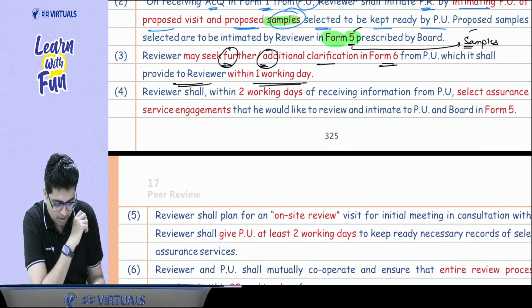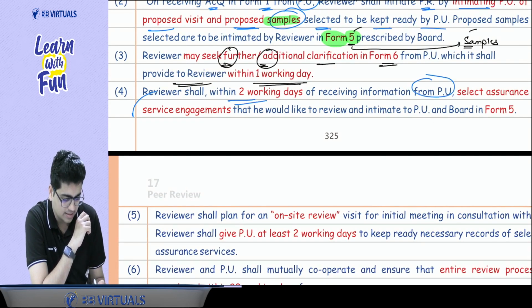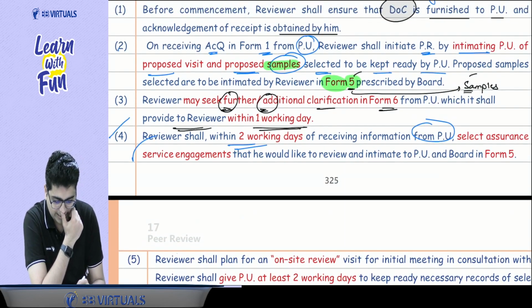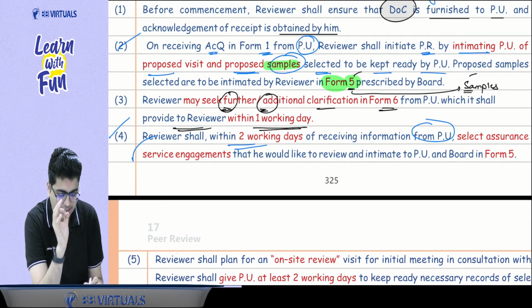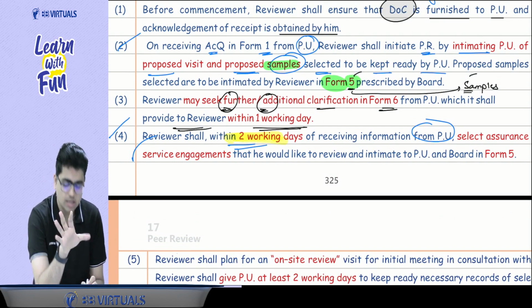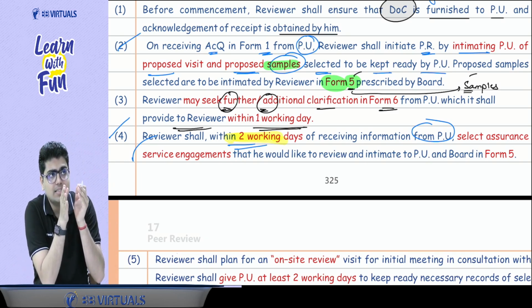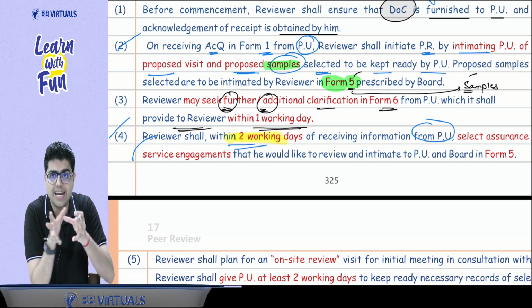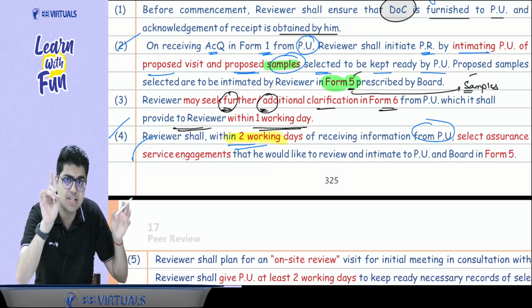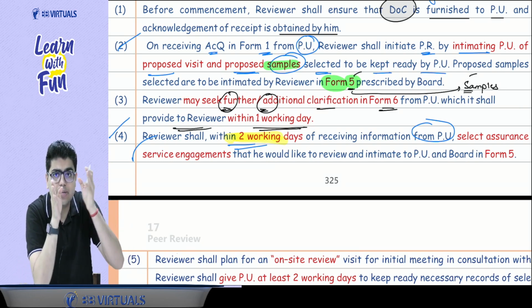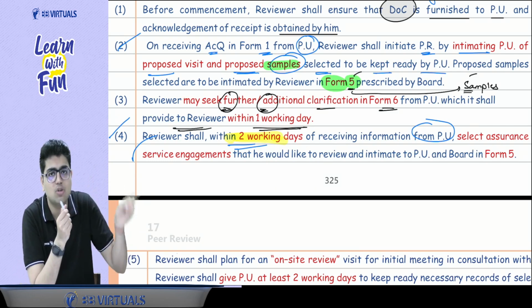Next point, reviewer shall within 2 working days of receiving the information from the practicing unit. So this 4th point and 2nd point are similar. It says that the samples need to be selected within 2 working days. So can I assume one thing? Whenever the thing is between the peer reviewer and the practicing unit, please listen carefully. Whenever the thing is between the peer reviewer and the practicing unit, it is always 2 days.